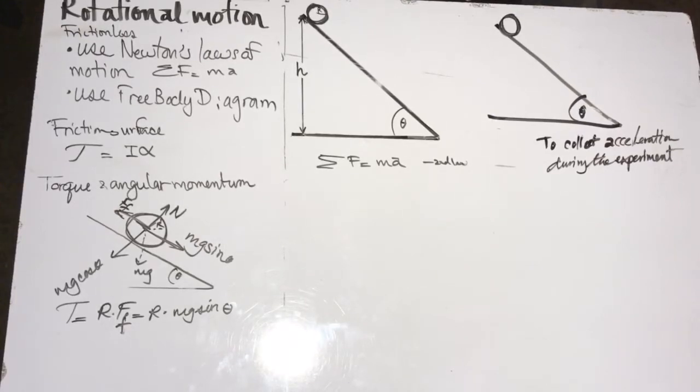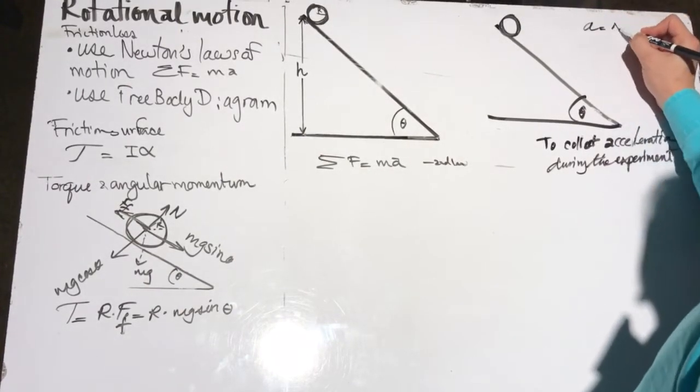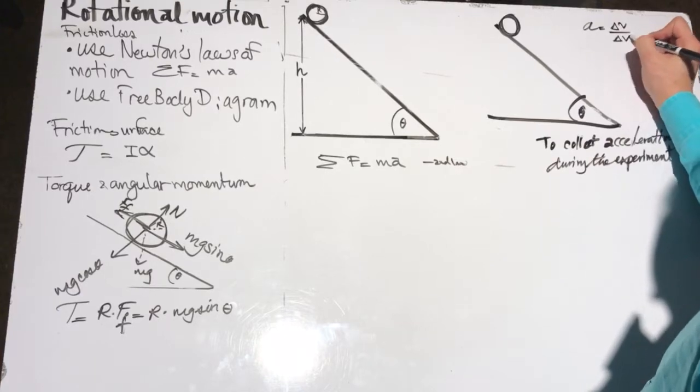This is the second part of your experiment. As you can see on the right hand side, to collect accelerations during the experiment, first we're going to have to use this formula. You know, acceleration is equal to the change of velocity over the time.